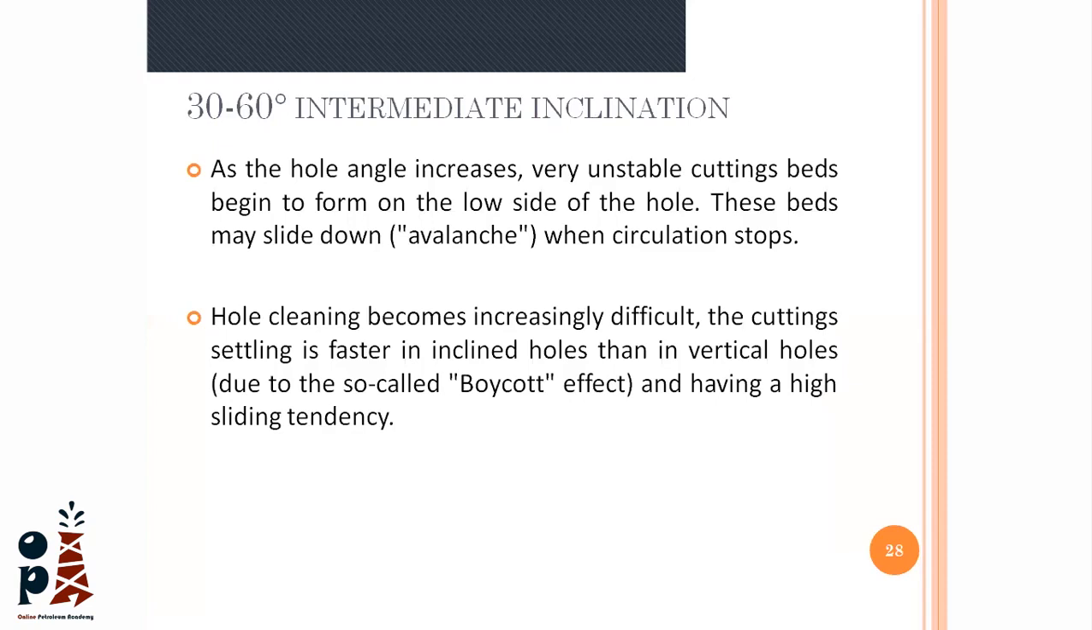And with this section, we try to clean it with multiple high vis sweeps, and also use RPM and make a lot of circulation before tripping out to make sure that this section is properly clean. Because if we pull out of the hole and we still have some cutting inside this intermediate inclination part of the well, we will have a hole cleaning problem, and maybe we have hole fill. So we call this effect avalanching, or the high sliding tendency. We call it the Boycott effect. And the Boycott effect describes how this cutting slides.